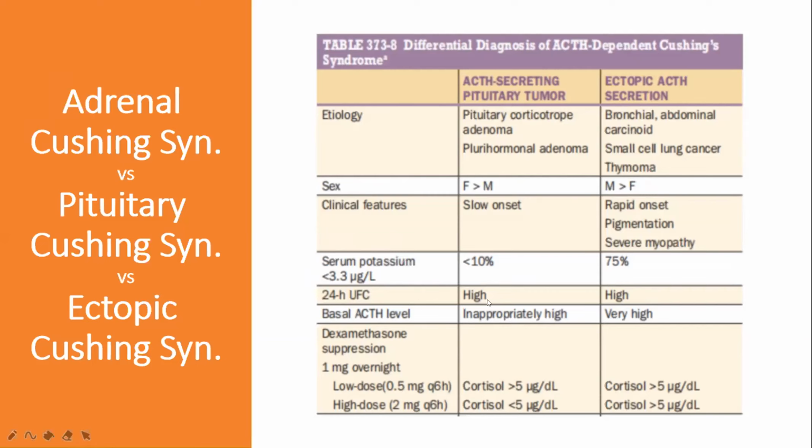ectopic ACTH. Now, with regards to the dexamethasone suppression test, the low dose dexamethasone suppression would actually have no effect for both ACTH secreting pituitary tumor and for ectopic ACTH. So after giving a low dose, cortisol would still be more than 5 micrograms per deciliter for both cases. But if we give a high dose dexamethasone, if that would be an ACTH secreting pituitary tumor, then cortisol would be suppressed. So there would be a decrease to less than 5. But if that is an ectopic ACTH, still there would be no response.